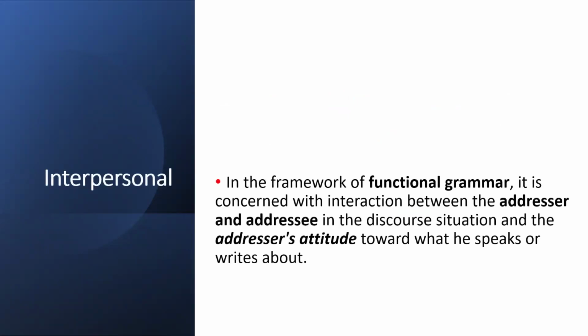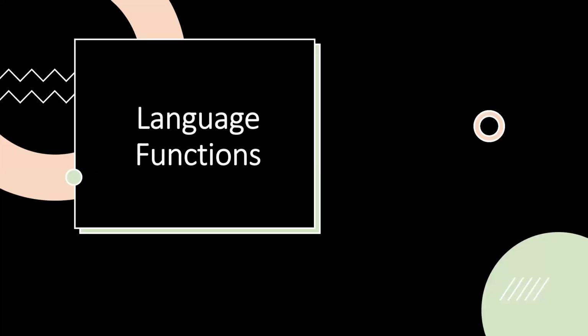In our personal relation, in the framework of functional grammar, it is concerned with the interaction between the addresser and the addressee, interlocutor and interlocutee, in other words. And these terms are used by Halliday himself. Interlocutor and interlocutee, addresser and addressee, anaphora, cataphora, all these terminologies are assigned to him because he is the one using them in the discourse situation, and the addresser's attitude toward what he speaks or writes about. Again, we're still under the big umbrella of language function.